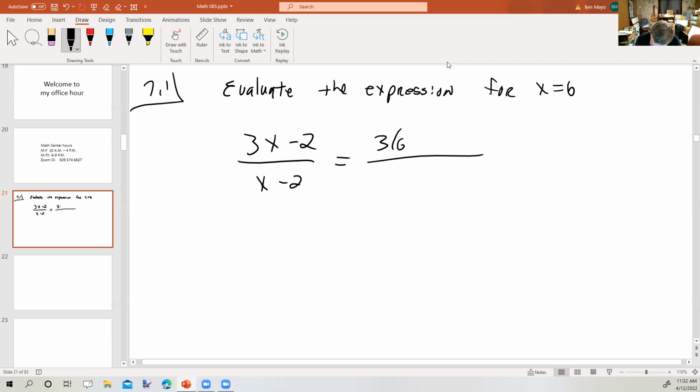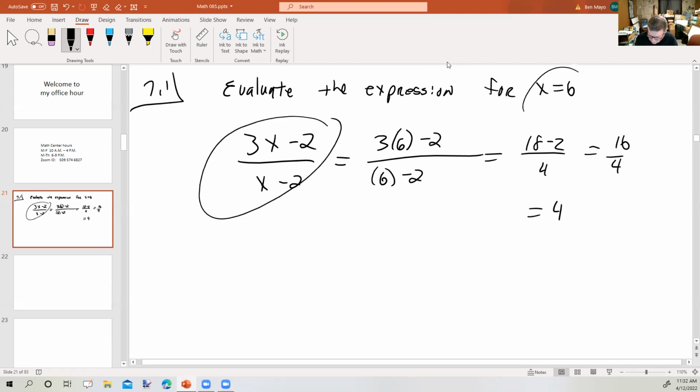So we've got 3 times 6 minus 2 over 6 minus 2, 18 minus 2, which is 16 over 4. Final answer is 4. So evaluating this expression for x is 6, the answer is 4. Any questions about that? All righty. Let's take a look at another one.